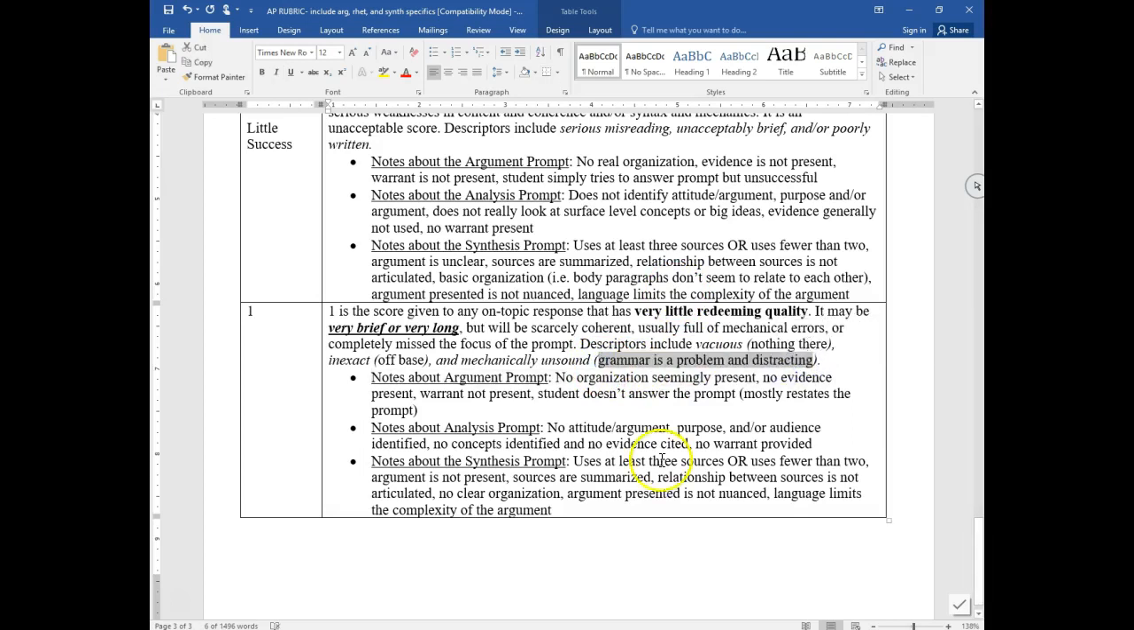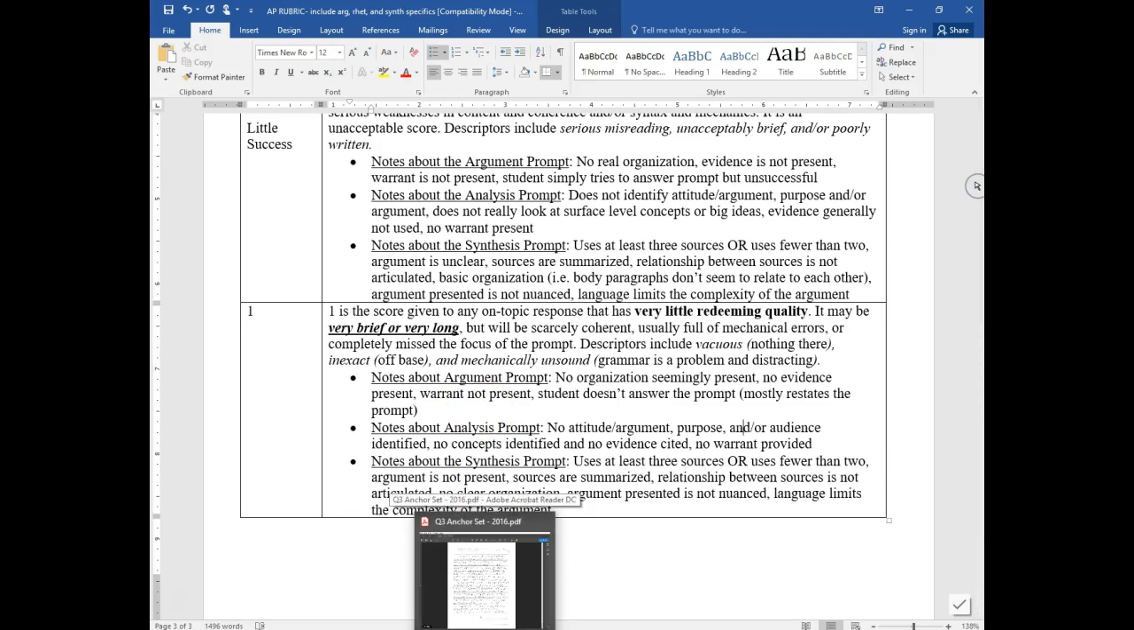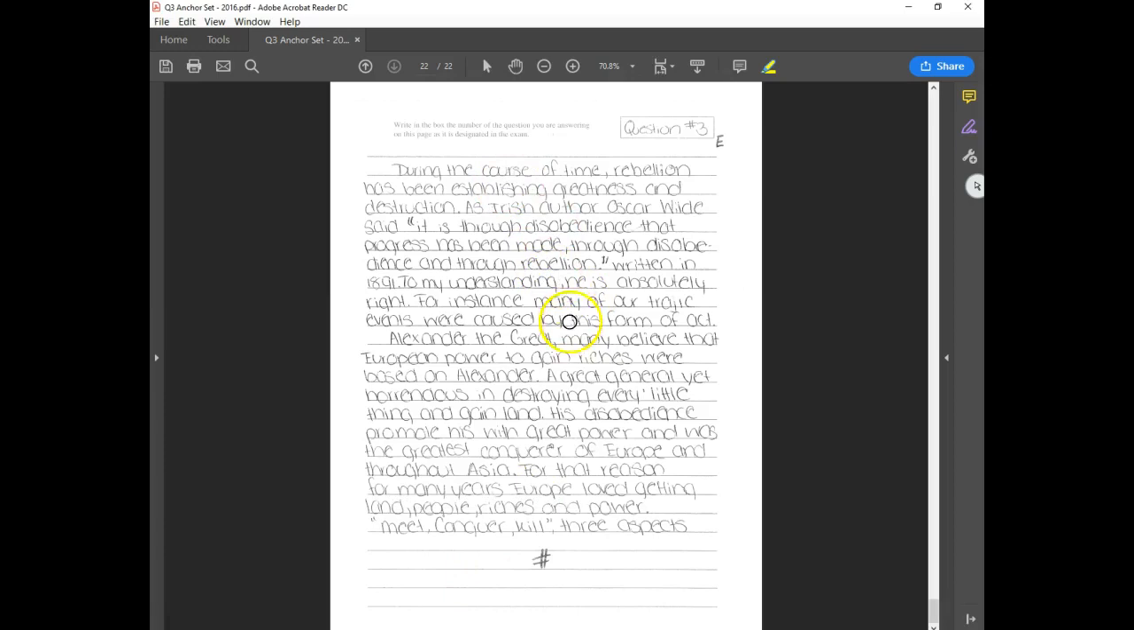Okay. So when we're looking at the argument prompt, there's no organization. So it's vacuous because it seems like you're just jumping around. There's no evidence presented. Okay, no warrant is present, so you never explain yourself. The student doesn't answer the prompt, mostly just restates the prompt in general. So what a 1 looks like, just so that you are aware of what a 1 looks like. Take a look in your packet. It is page 189. So that's this one here.